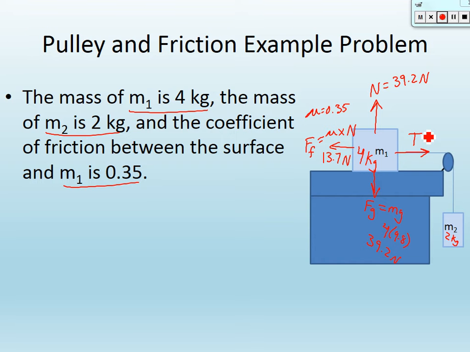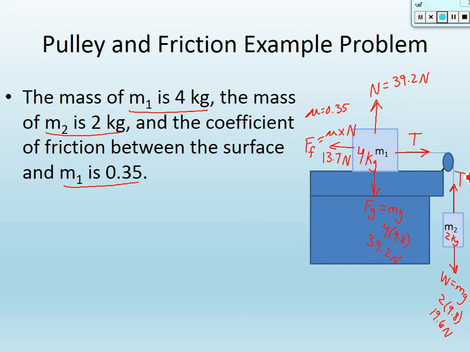So let's move to M2. I always think the easiest place to start is straight down because that's force of gravity, or this time I'm going to call it weight. Same thing. What's 2 times 9.8? 19.6 newtons straight down. And what's that force coming up in this rope? Well, tension, but we don't know what it is yet.